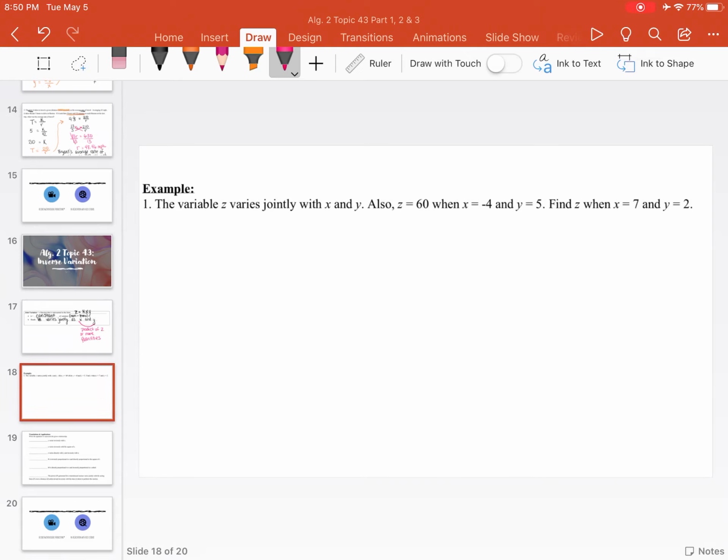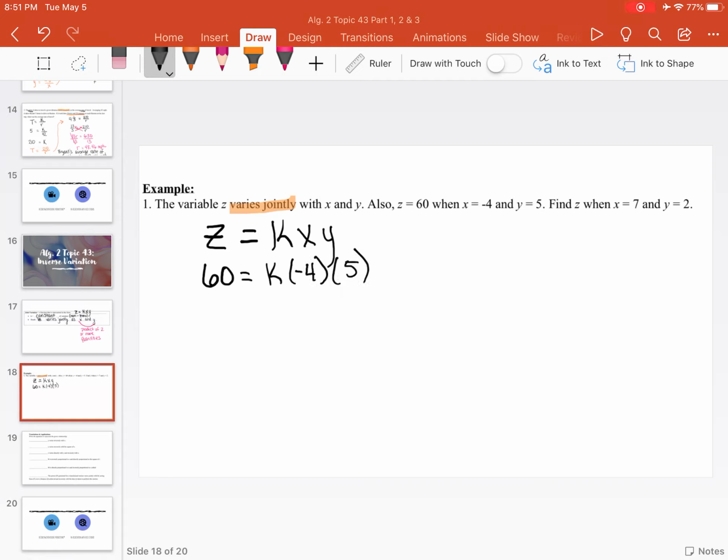Let's move into an example. The variable z varies jointly with x and y. Also, z equals 60 when x equals -4 and y equals 5. We're asked to find z when x equals 7 and y equals 2. Let's write our form. Z equals k times x times y. Plugging in for z, we're plugging in 60 equals k times -4 times 5.